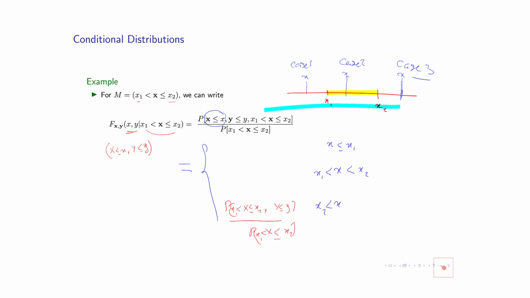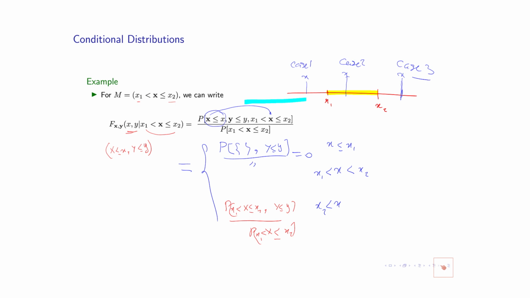Now, if I consider case 1, this blue event will become this area, and the intersection of the blue and yellow is empty. So the probability of the intersection of this one and this one will become empty, and then I have y smaller than y. The intersection of empty is 0, so divided by whatever, the result is 0.